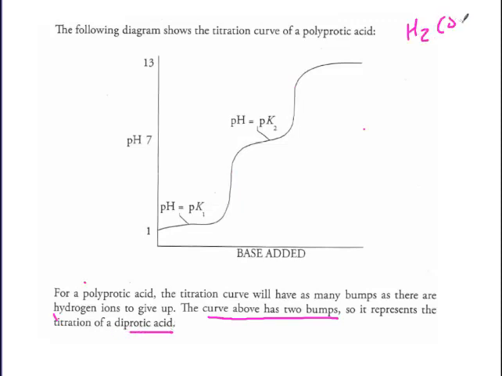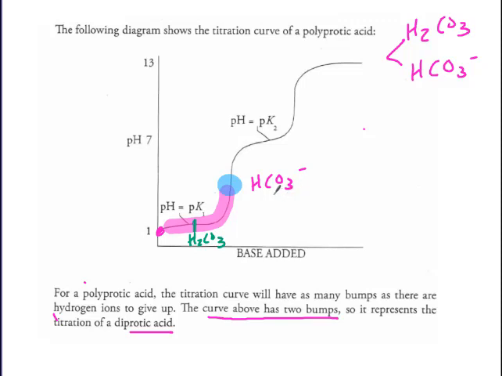So if I had H2CO3, at the very beginning I only have H2CO3. Then it starts losing a hydrogen to turn into HCO3 negative, and so I have both of these present throughout all of this line into the equivalence point. At the equivalence point, I only have HCO3 negative present. This first halfway to equivalence point would be my pKa for H2CO3.